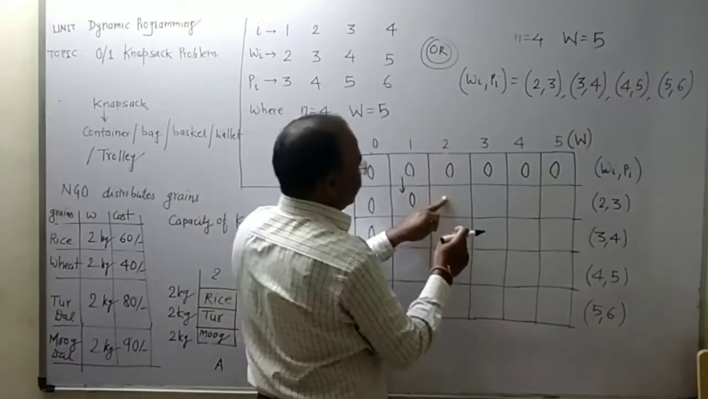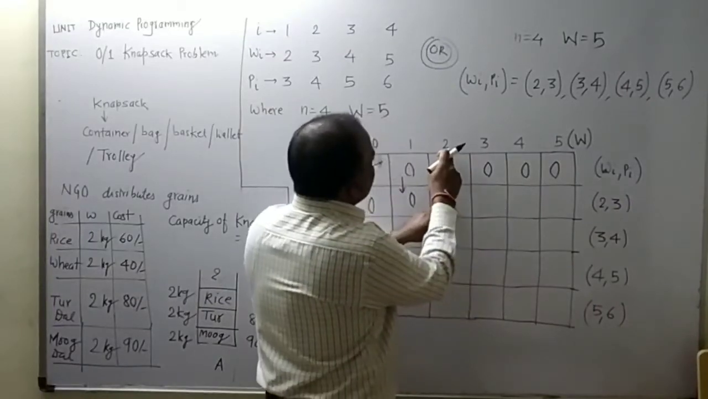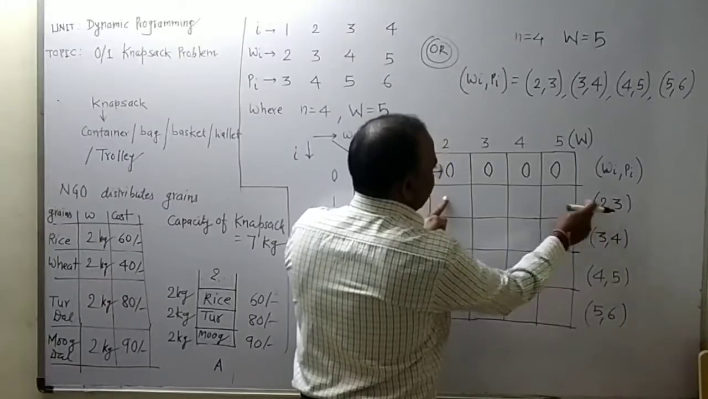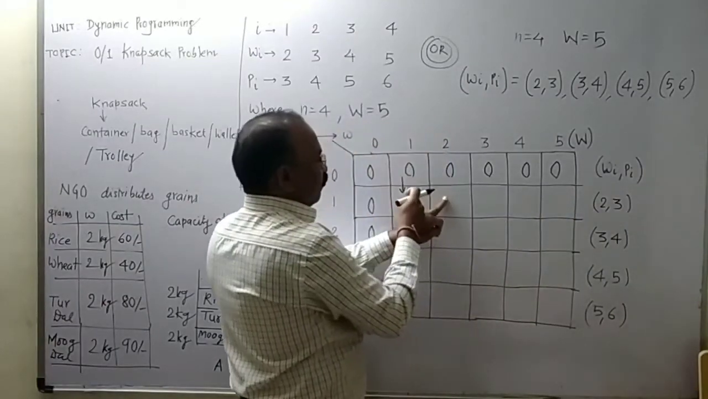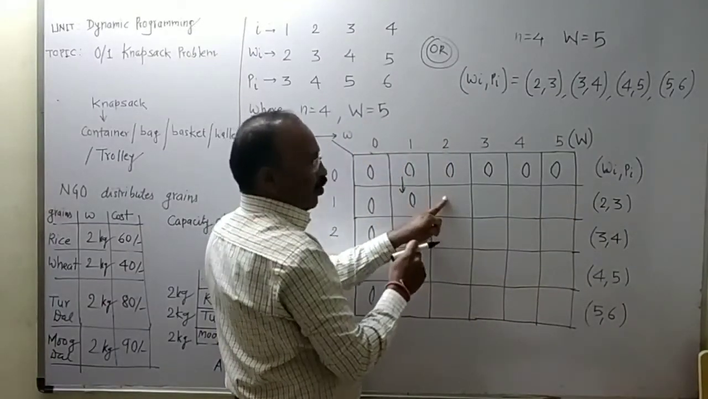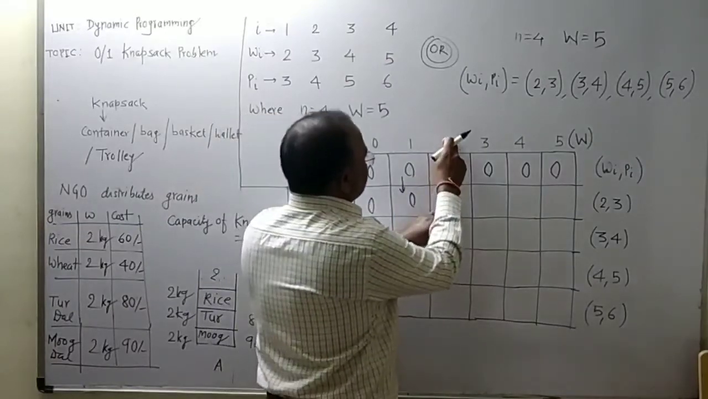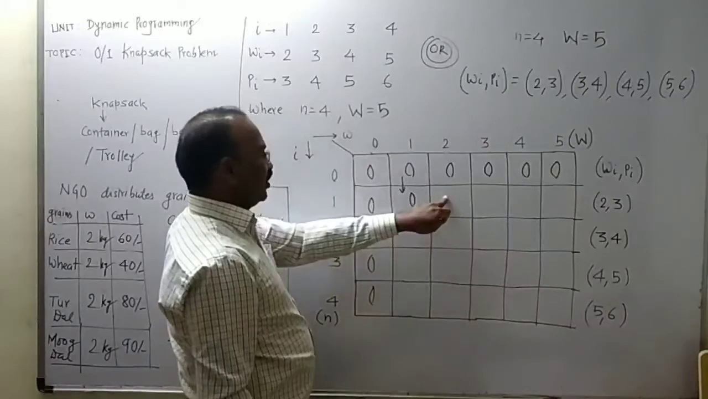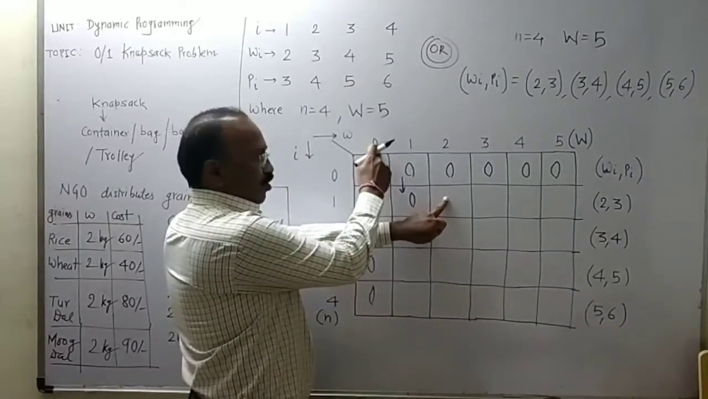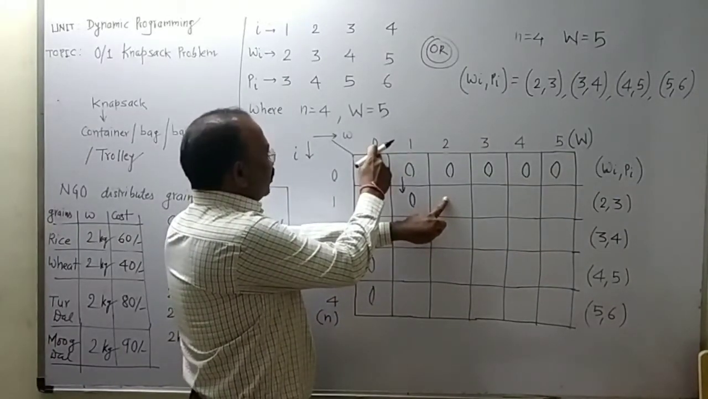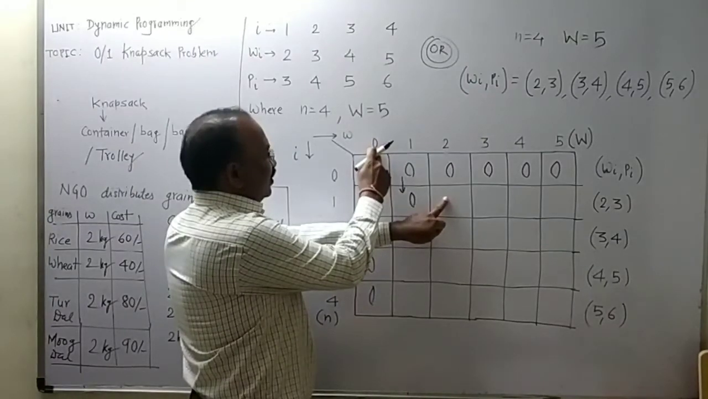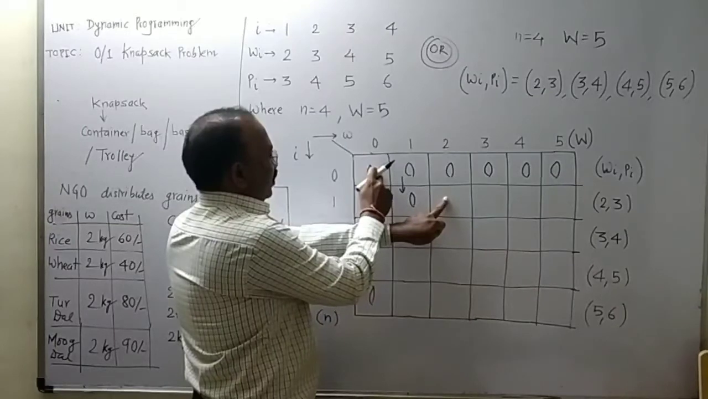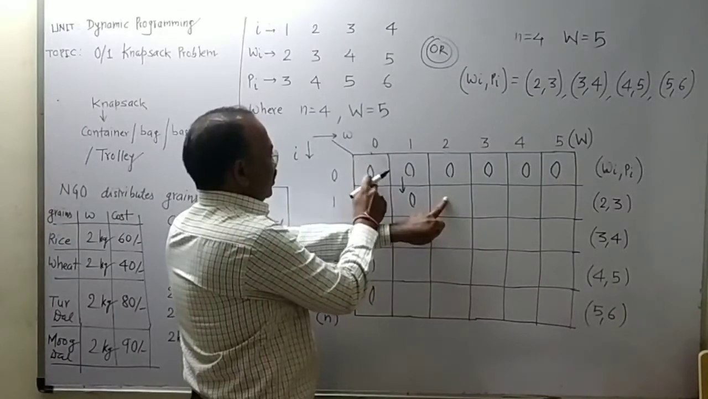I am repeating, here 2 is not less than 2. That's why we have to find out the new column. How to get the new column? This 2 minus 2, that is 0. 0 is the new column. Here is the column. Now find out the cell. The cell is nothing but the previous row of this, that is this one. Okay. So the value is 0.